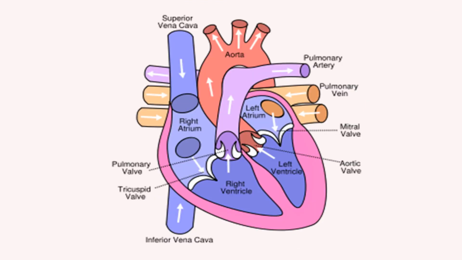This is just another way the heart might be drawn. So again, the deoxygenated blood will come in through the vena cava and it will enter the right atrium, which you already know. The blood will then go to the right ventricle, and from the right ventricle it will be taken out of the pulmonary artery, where it will go to the lungs and it will get oxygenated.